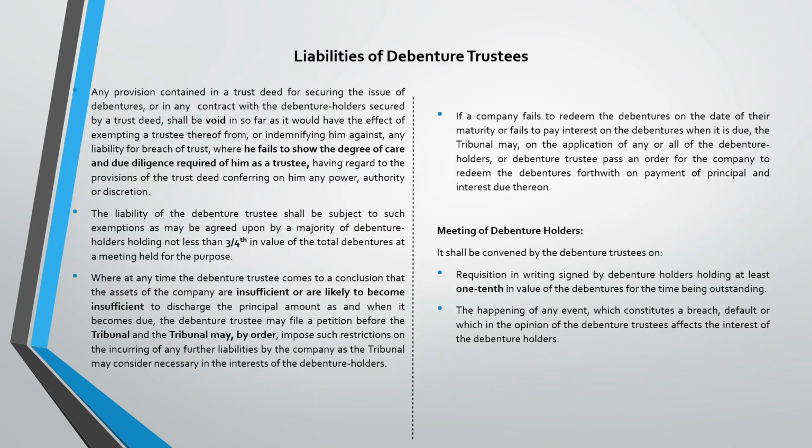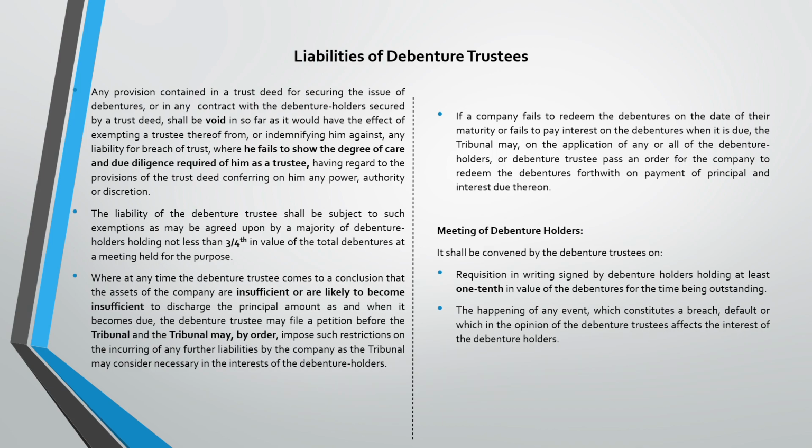Liabilities of debenture trustees. These debenture trustees are highly liable. They have a huge liability. Their liability is to such extent that if they fail to exercise due care in a prudent manner, and fail to show the degree of care and due diligence, then the debenture holders can claim the amount from the debenture trustees. The debenture holders won't go against the company. They need not file a suit against the company. They can file a suit against the debenture trustees if they act in breach of trust.